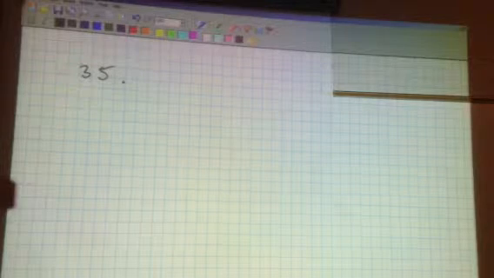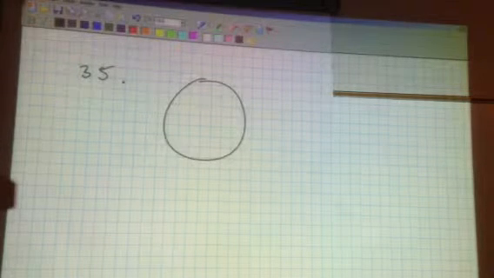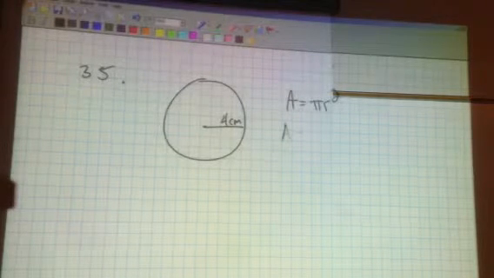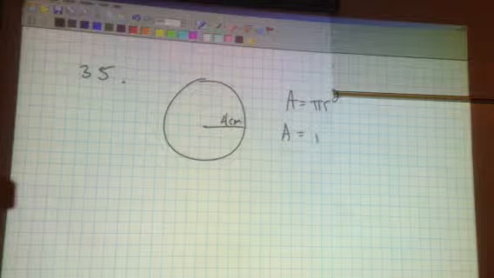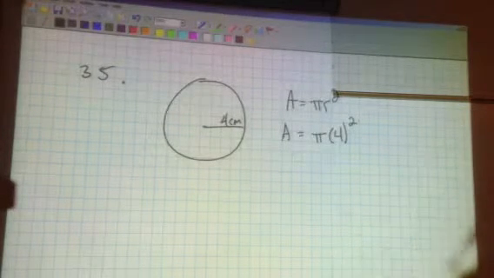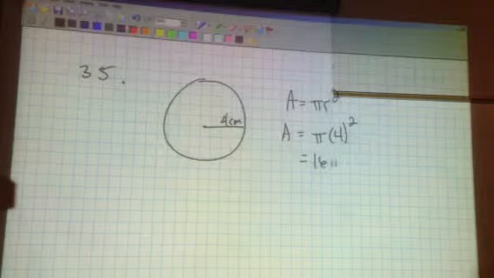$35. Here we have the circle, and I'm trying to find the area. Well, now we've got to use the area formula, and if that's 4 centimeters. The area formula of a circle is pi r squared instead of 2 pi r. So we're just going to plug in 4 for r, and I'm going to get 16 pi.